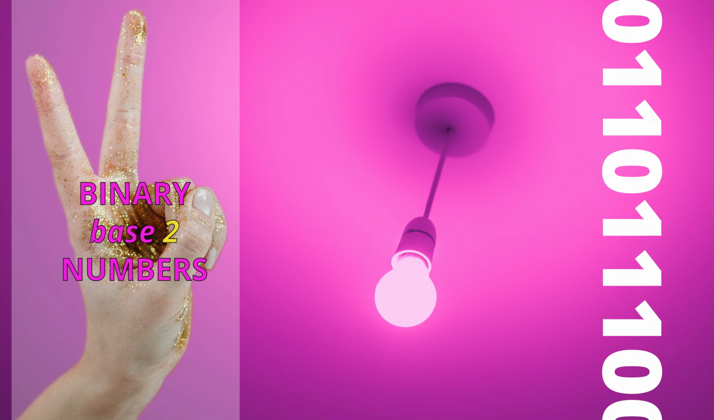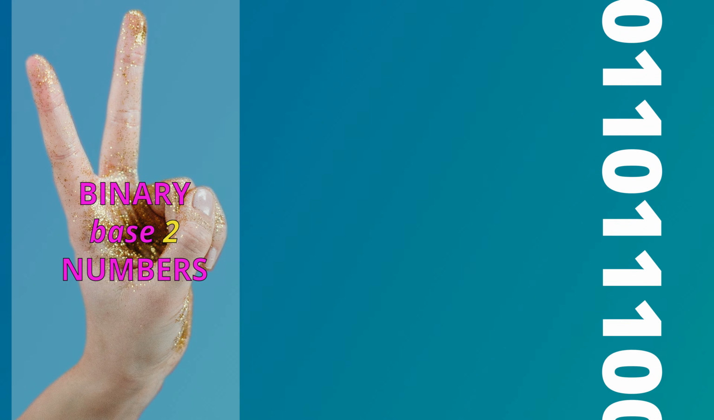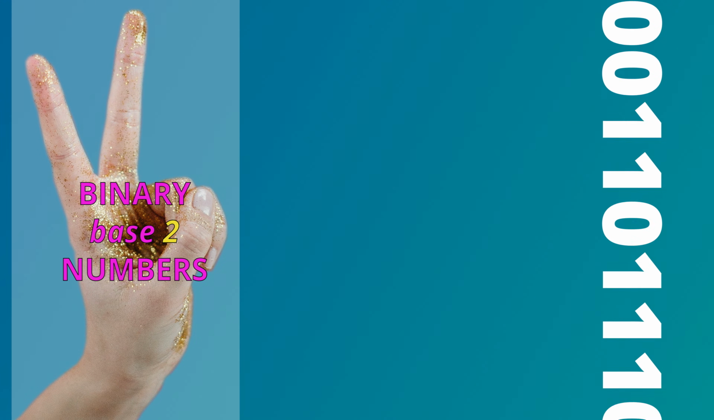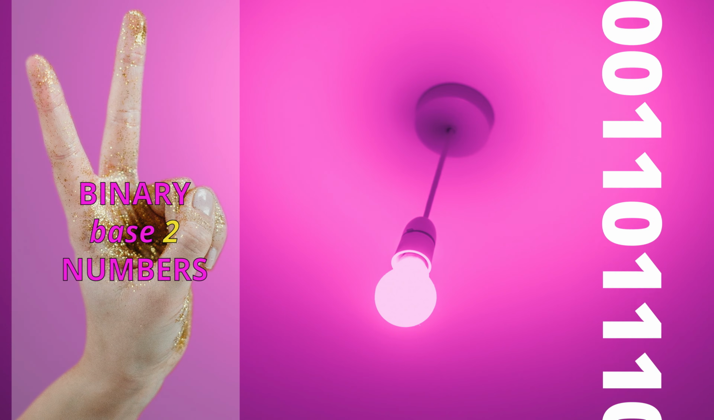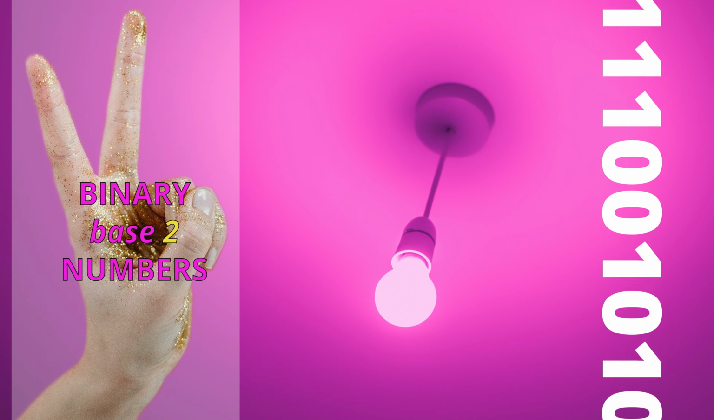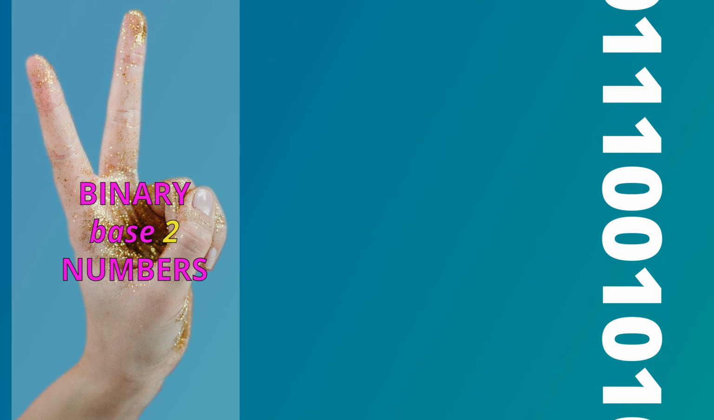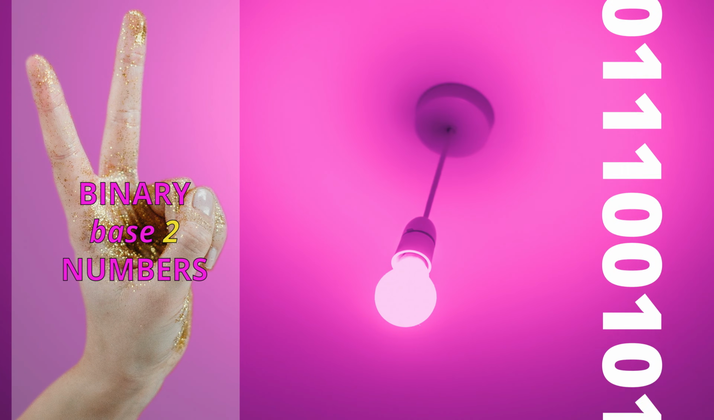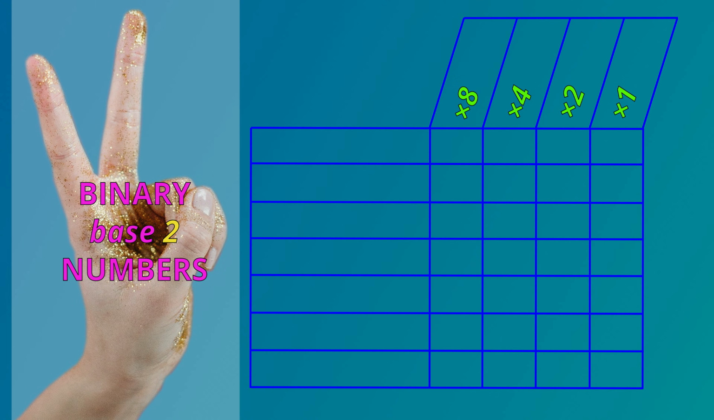Now for the binary number system. It's a base 2 number system. Computers are electrical devices where individual parts are either switched on or switched off. In binary, we write a 1 for on or present and a 0 for off or absent. Binary numbers are written from left to right.